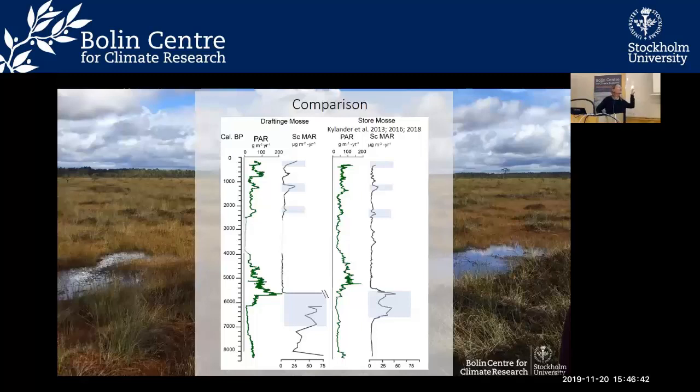Draftingemosse has been analyzed for a longer period than Storemosse, so it's not as clear. And interestingly, we've also seen that peat accumulation rates have increased at both sites consistently. We have parts of the sequences when this is not true, but many similarities between the two sites.